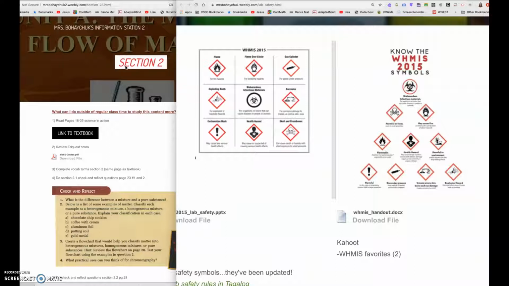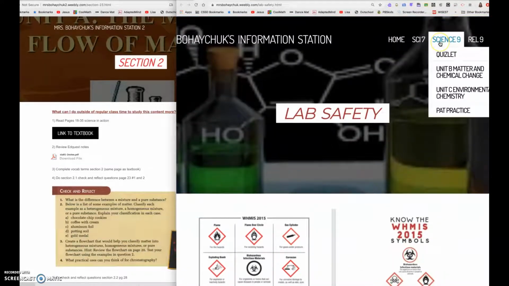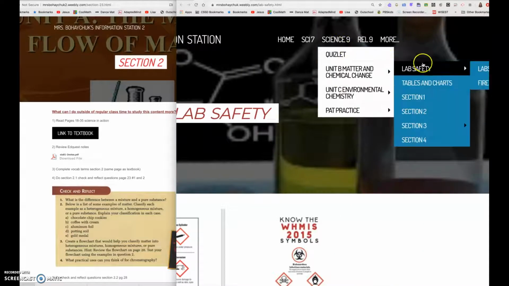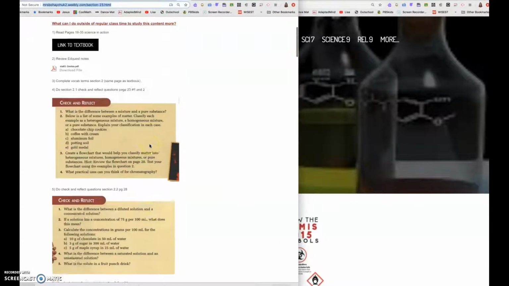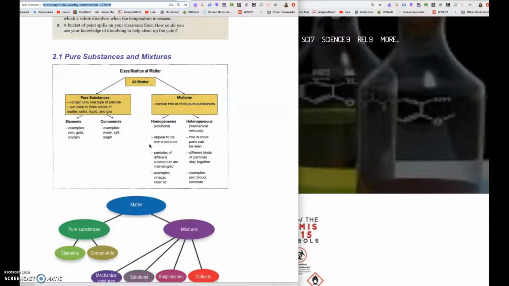We were working on section 2. So we started with a review of the 2015 WHMIS symbols, and we played a Kahoot to go with it to help check our understanding and make sure we knew what the different symbols were. Okay, so that's an important one. If you're looking for it, it's in the lab safety section of the grade 9 page actually. There's a link to it in section 1, sorry.